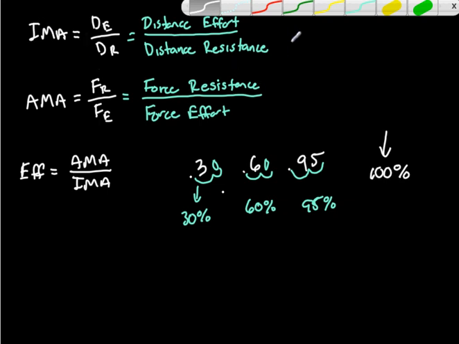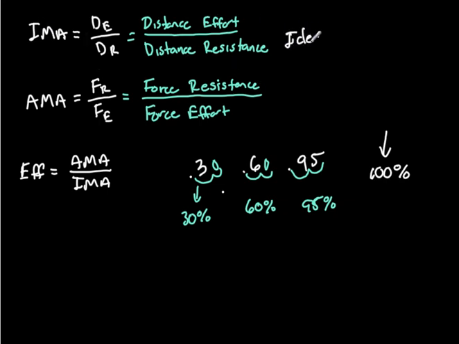Just to recap, IMA is ideal mechanical advantage, and AMA is actual mechanical advantage. Again, ideal uses distance, and actual uses forces.